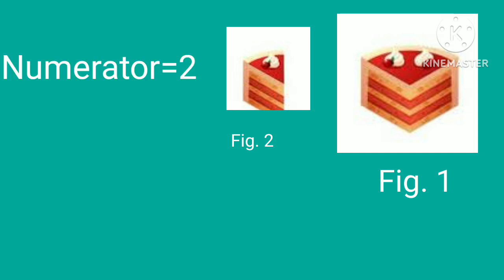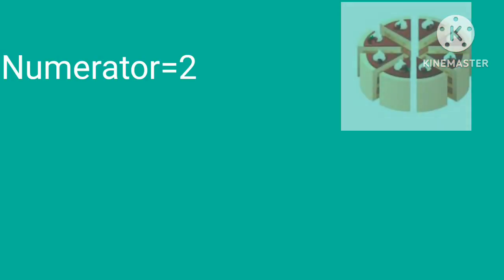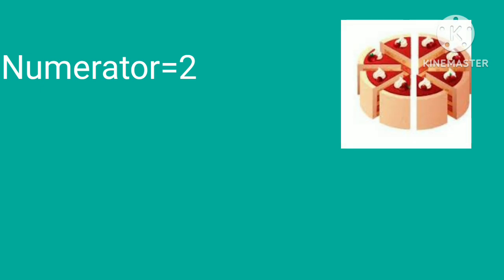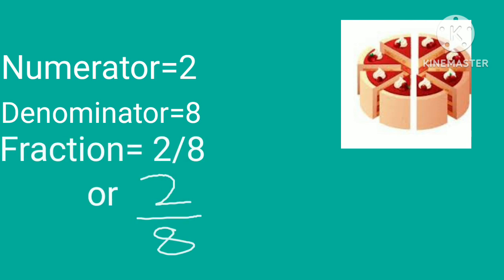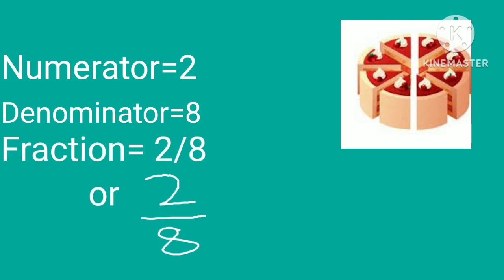Let's take one more example. Now we want to write the fraction for the part of the cake as shown in figure 1. If we cut it in the parts of the size as shown in figure 2, it will result in 2 pieces. So here numerator is 2 and 8 parts will make the whole. So denominator will be 8 and fraction will be represented as 2/8.